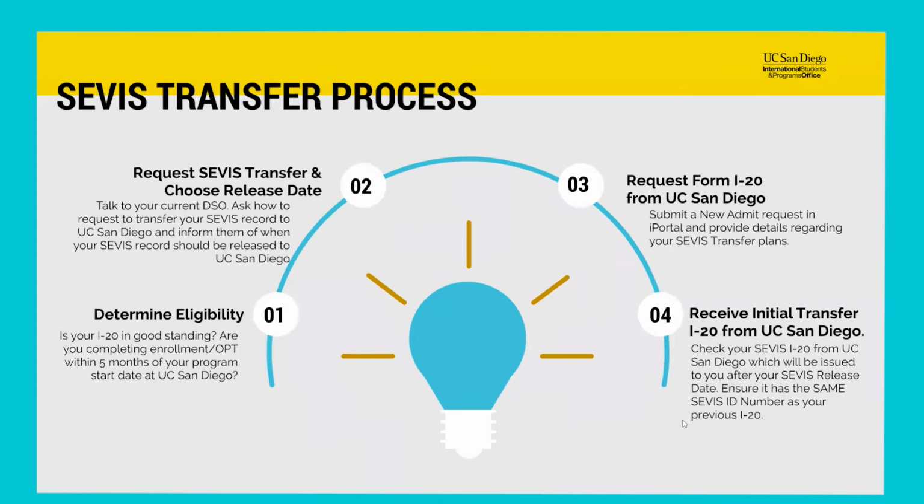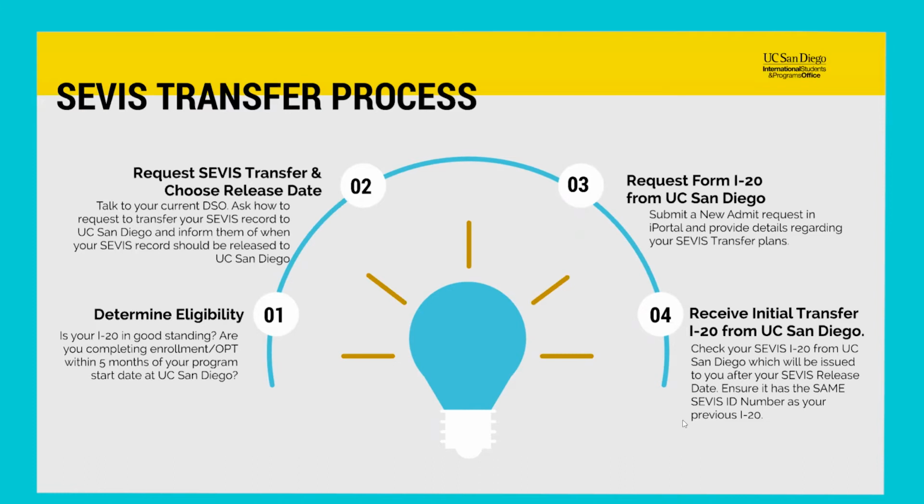Something I want to note is there may be students who have completed their program of study in winter. So maybe like March 20th at their current institution, in which case they would not be eligible to transfer their I-20 for a fall quarter start date at UC San Diego, right? Because there's more than a 5-month or 152-day gap. So step 1, determine eligibility.